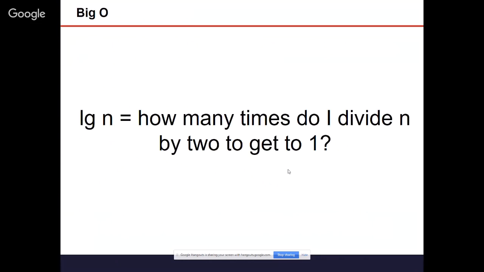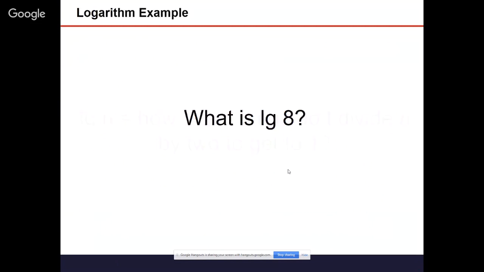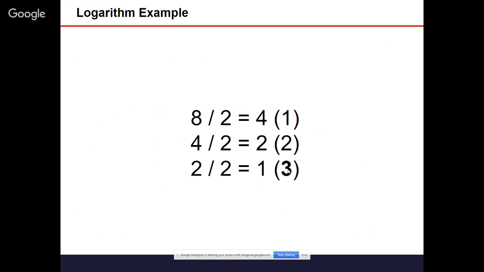So how many times do I divide N by 2 to get to 1? Okay, so how would we quantify this expression? How many times do I divide this number N by the number 2 to get to 1? If we're thinking about this in terms of time complexity, right? Let's take a look at what log 8 is.